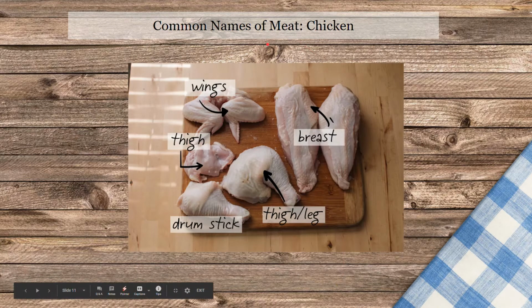Here are common names of chicken and the different parts of a chicken. These are called the breast, wings, thigh, drumstick, and the thigh or leg. When it is together like this, we call it the thigh or leg.